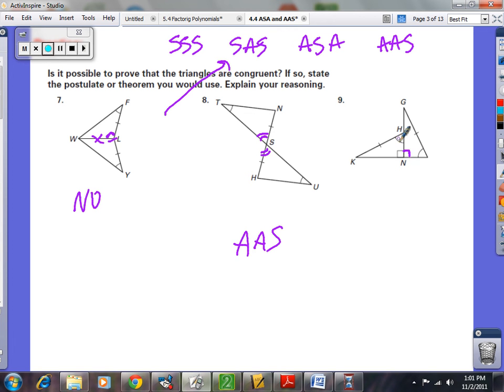Okay, angle KHN matches up with, this one's not given. So these two match up. These two match up. So the answer is yes. Angle, side.